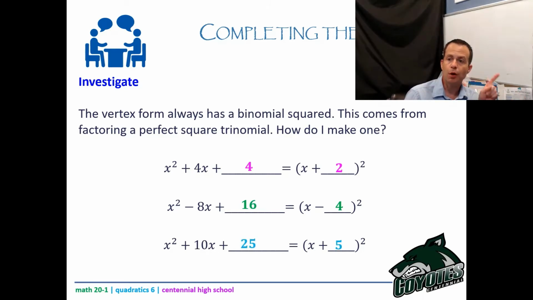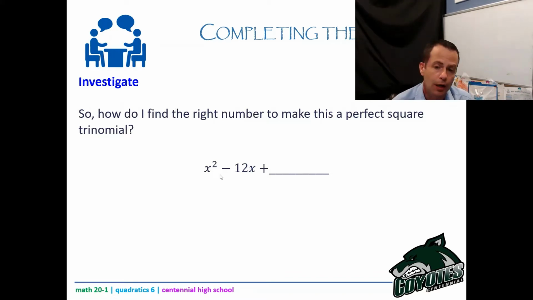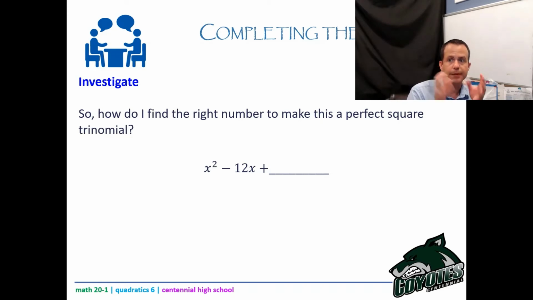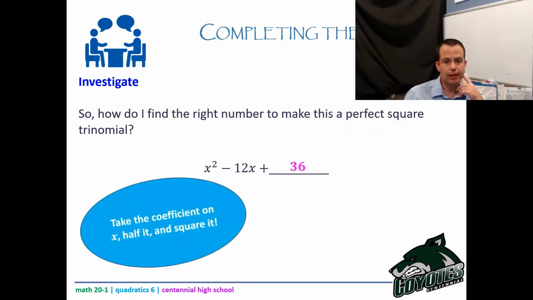Okay, so what we're finding here is the following. How do I find the right number to make this a perfect square trinomial? Well, I know that it has to be half of this guy. That's what's going to give me that back number. So I'm thinking about -6, but then I know I have to take that -6, and the last term comes from -6 squared. So I'm always taking that middle number, I'm going to half it, and I'm going to square it. Half of -12 is -6. -6 squared is 36. Okay, so I take the coefficient on the x, I half it, and I square it.